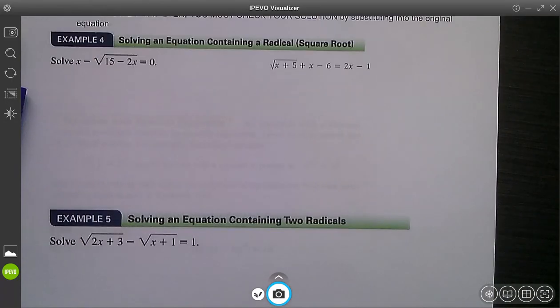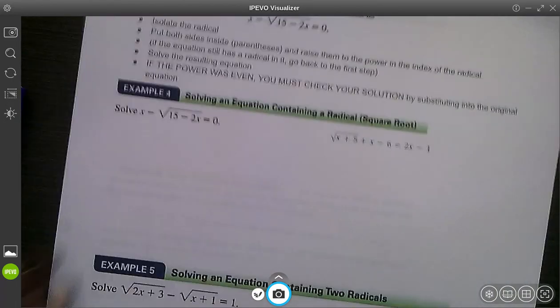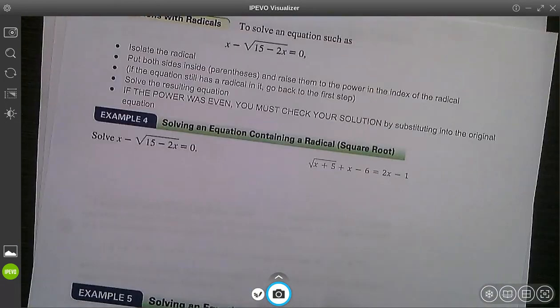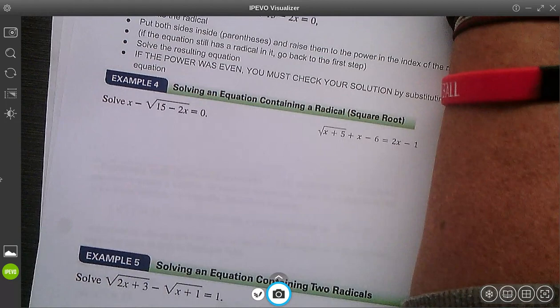I think I'm going to stop here for the moment and then make a second video for equations with radicals. That way you have a little bit shorter for each video to watch.